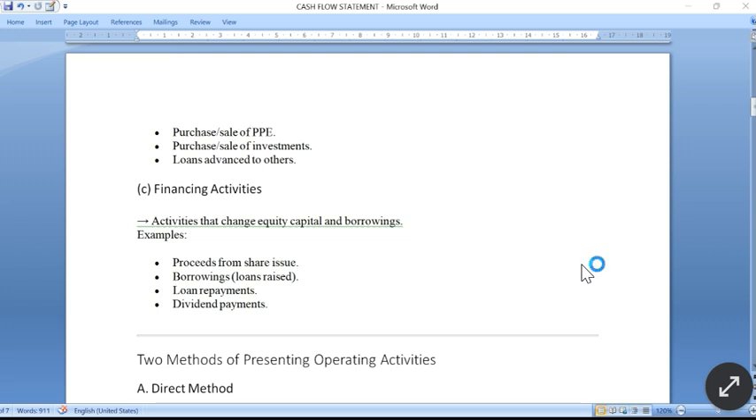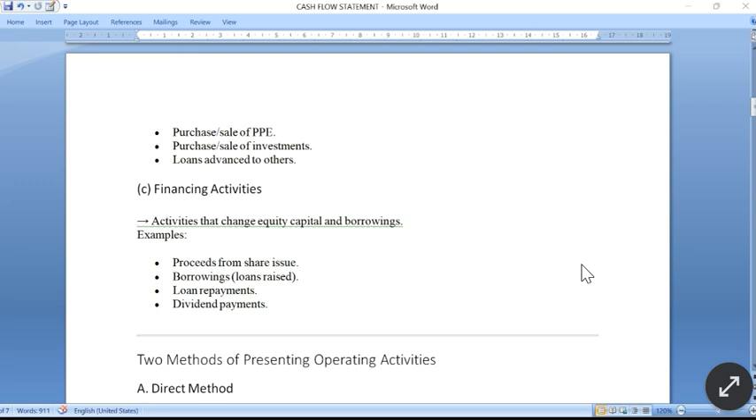Now, there are two methods to present operating activity according to IAS 7. Now, this component of financial reporting that we are looking at is being treated as a separate standard, and the standard is IAS 7. So, in the wisdom of the IASB, you can actually use two methods to present your operating activity. You have the direct method and the indirect method.